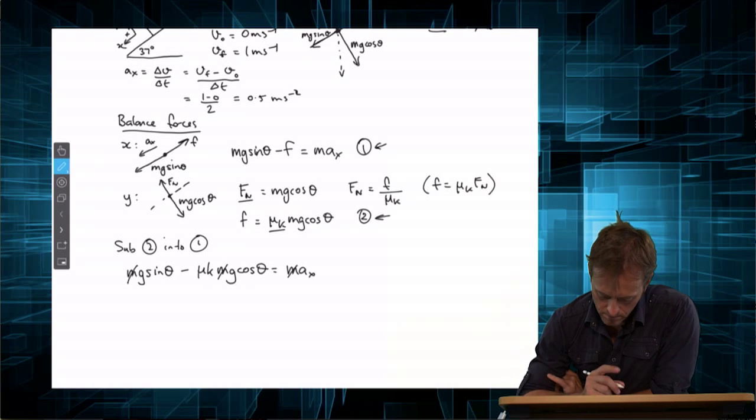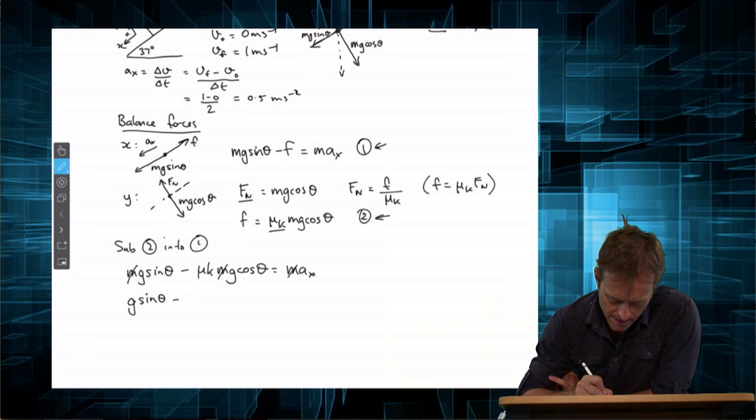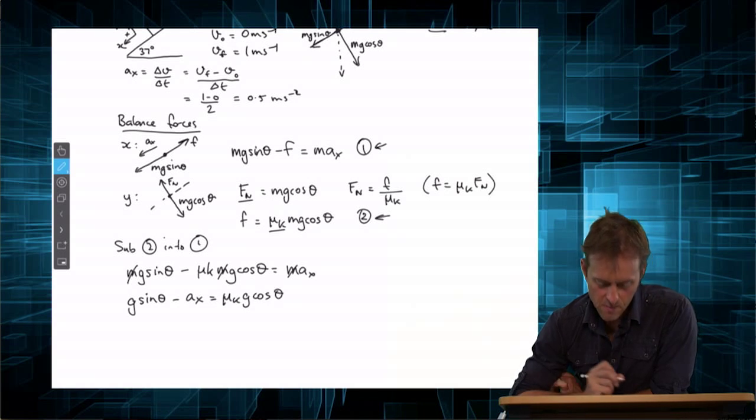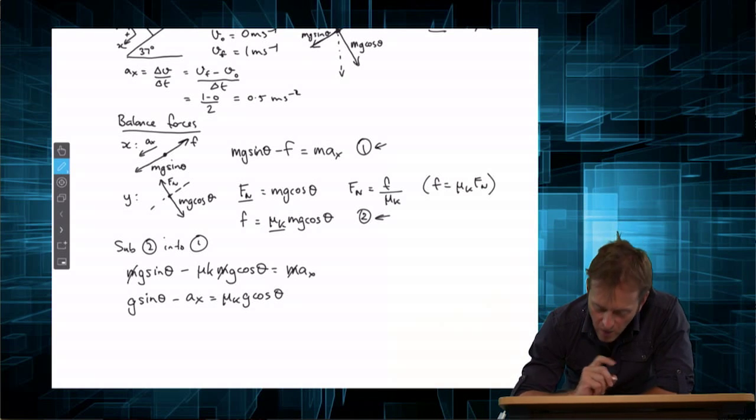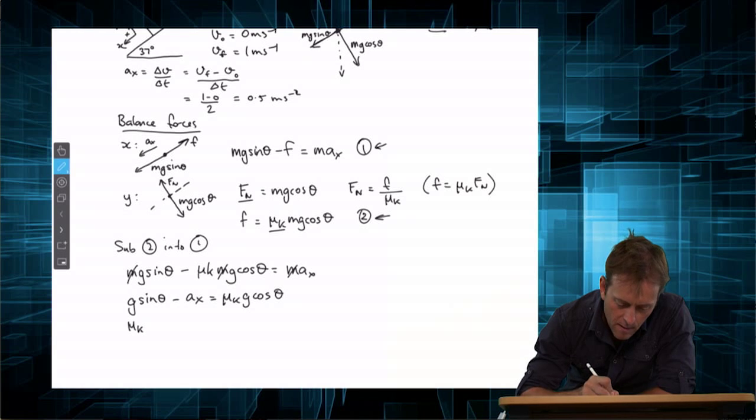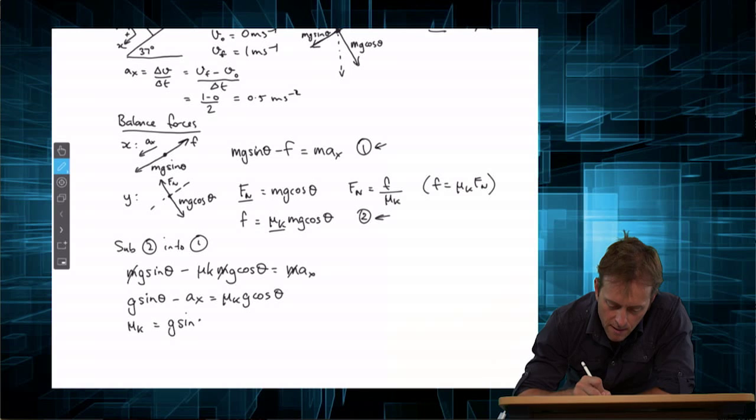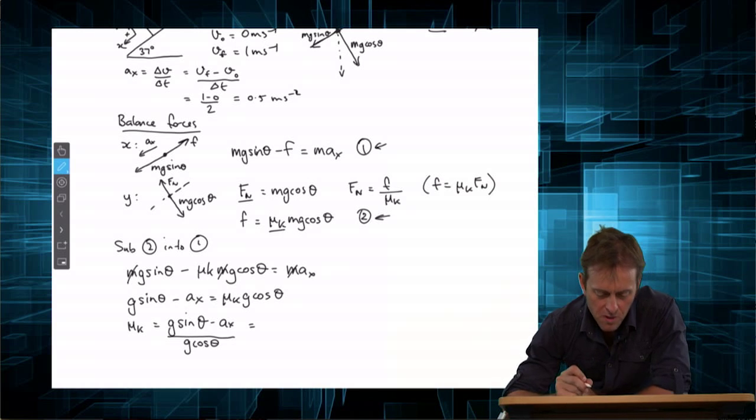So we get g sine theta minus ax equals mu k g cos theta, just by rearranging that expression. We want to get mu k by itself, so we can say mu k is equal to g sine theta minus ax all divided by g cos theta. Rearranging. We'll put some values in for that now.